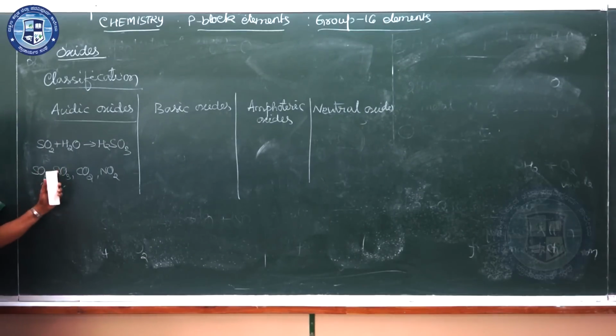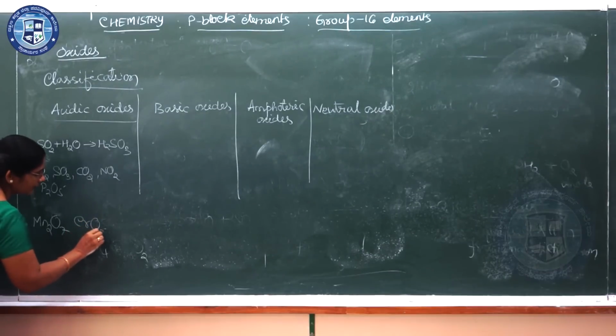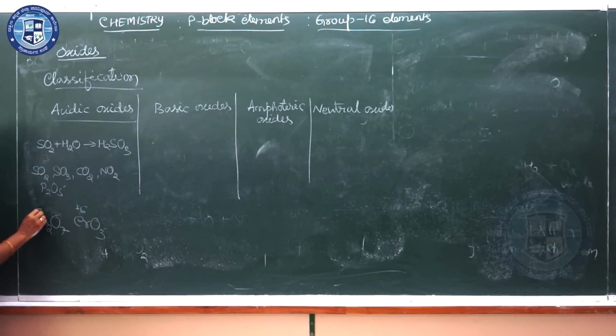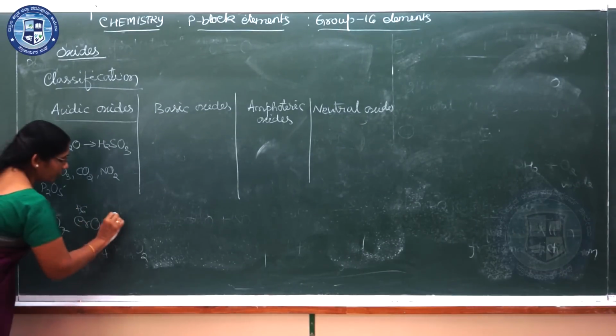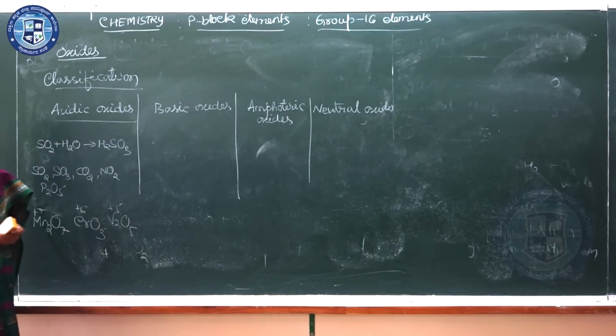So normally you can observe non-metal oxides are acidic in nature. But some of the metal oxides in which the metals have their highest oxidation state, +7, like here it is +6, it's +7, such compounds also exhibit acidic properties.